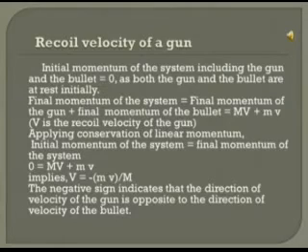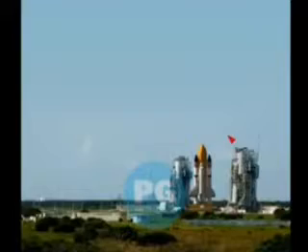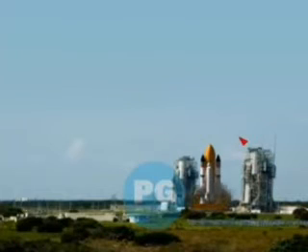momentum of the system, where 0 is equal to capital M into capital V plus small m into small v, which implies capital V is equal to minus of small m into small v divided by capital M. Here the negative sign indicates that the direction of velocity of the gun is opposite to the direction of velocity of the bullet. Do you know about the principle of working of a rocket?